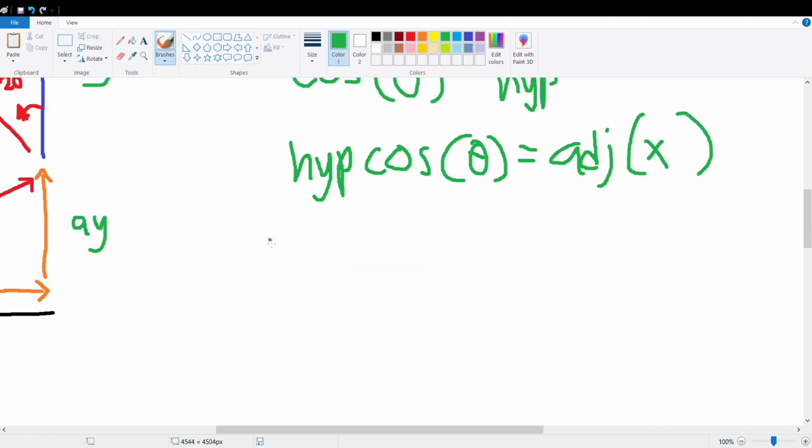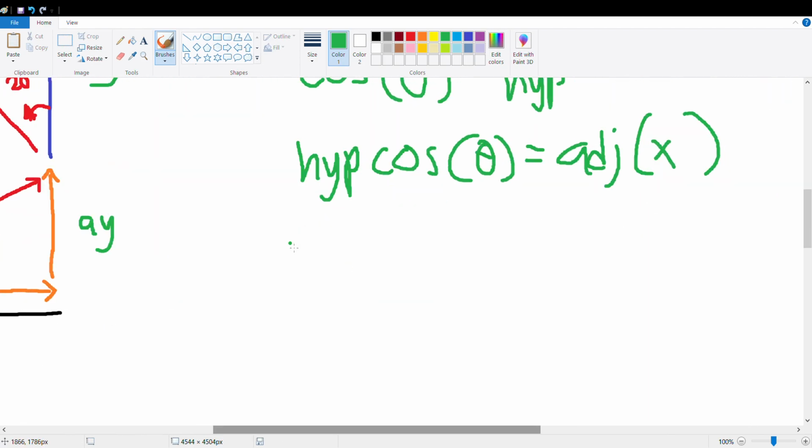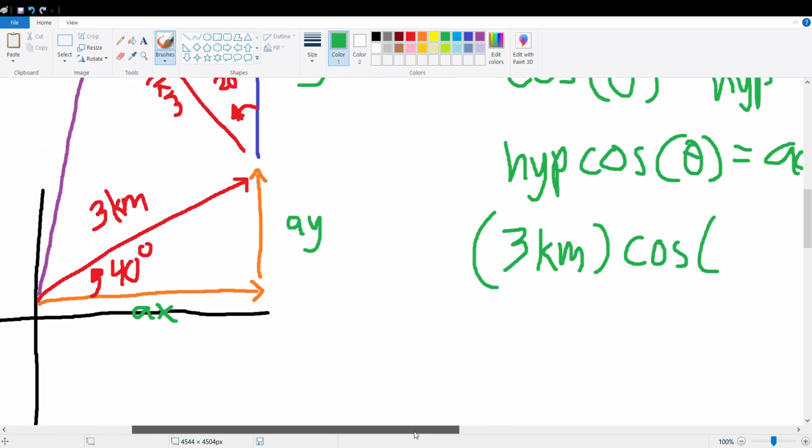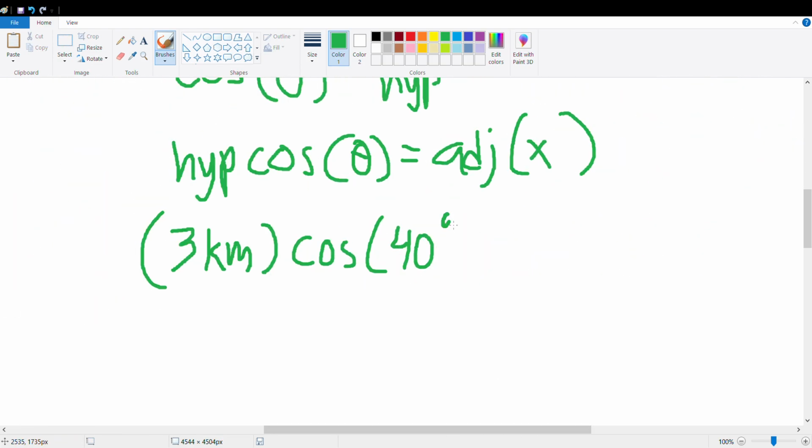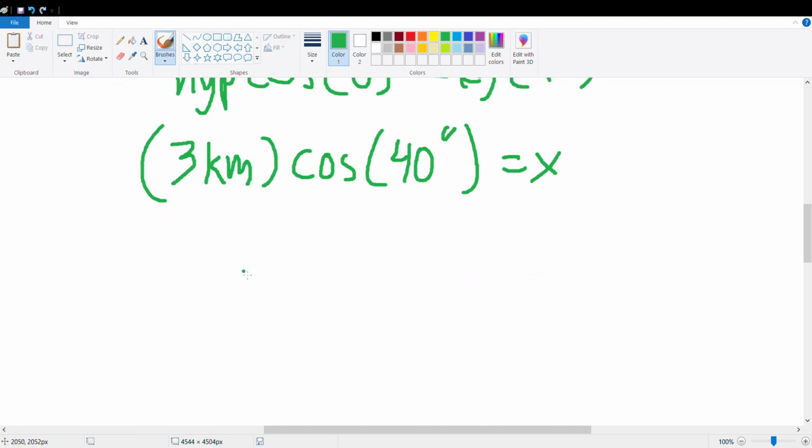So hypotenuse 3 kilometers, cos, and then our degree is 40. So that's how we find x. So we just compute it, which is 2.30 kilometers east. Okay, we're gonna speed run this.